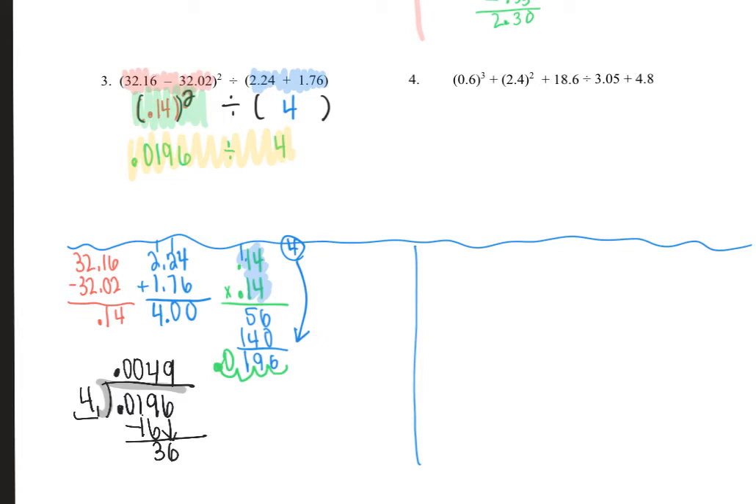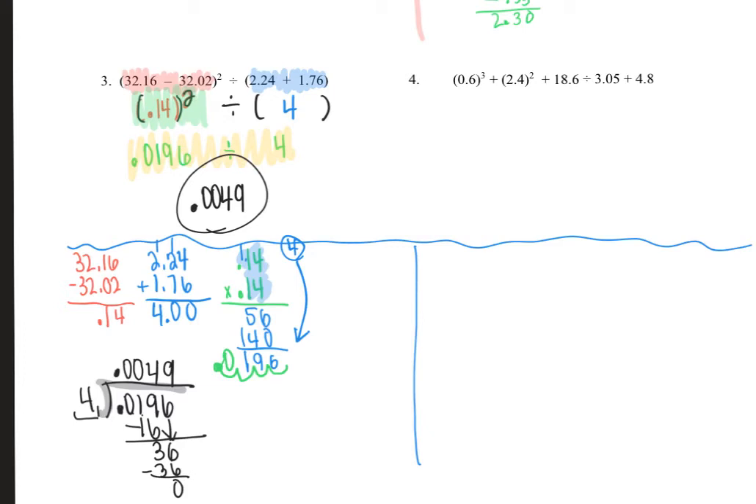So 0.0196 divided by 4 is going to be 0.0049. And this is an example where you wouldn't want to round, you wouldn't want to stop, because you do get an answer. It just takes 4 decimals to do it.